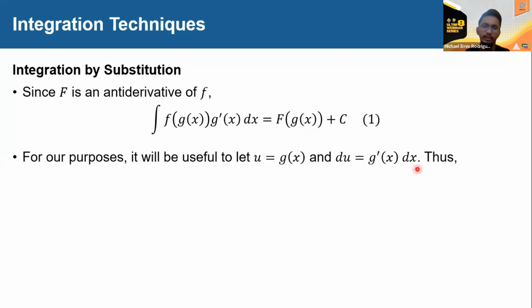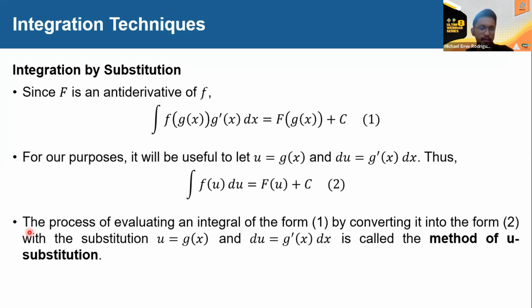So therefore, or thus, we have this. The f of u, okay, u is g of x times du, so that is g prime of x dx. So we have f of u plus c. So later, may examples tayo on the various techniques and then the various formulas natin for integration.